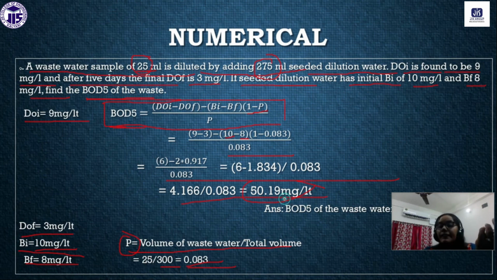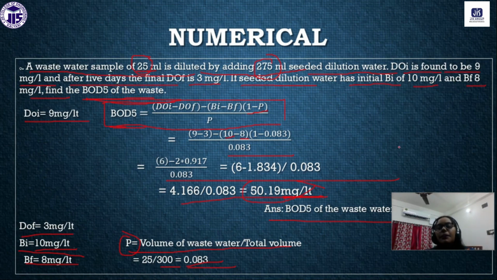Your answer will be 50.19 milligram per liter. Look at the thing, this is the unit of the BOD. BOD is the amount of dissolved oxygen consumed during the reaction. So that is why the unit of the BOD is milligram per liter, 50.19 milligram per liter. Okay, so this is the answer. That means the BOD5 of the wastewater sample is 50.19 milligram per liter.